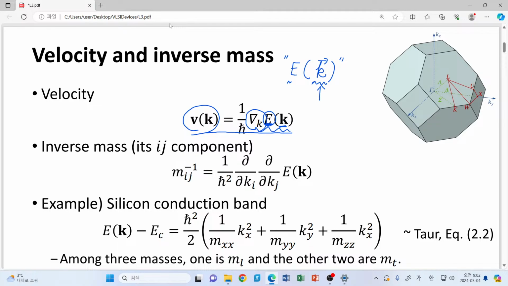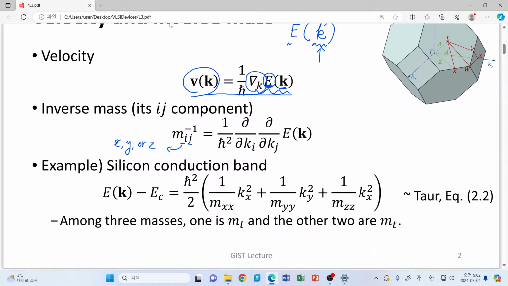And inverse mass, actually inverse mass is a tensor. It can depend on two different directions. So here you have i and j, which should be interpreted as x, y, or z, the directional component. Once we have a certain direction, then we can take the second derivative with respect to ki and kj respectively. Then you will get the value for this component of the inverse mass tensor.